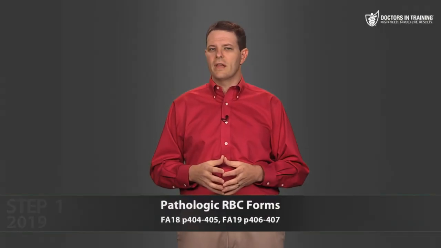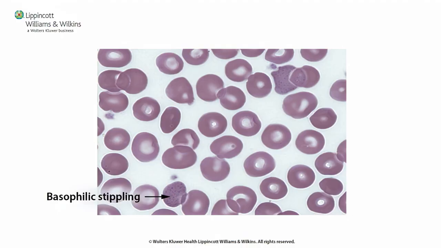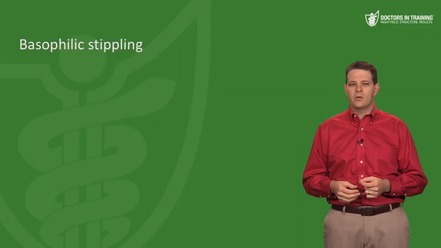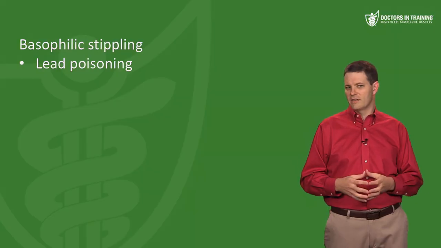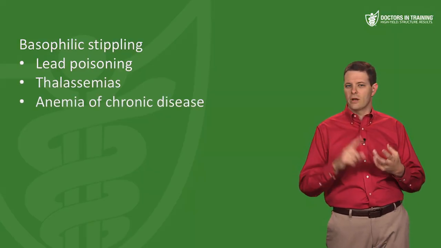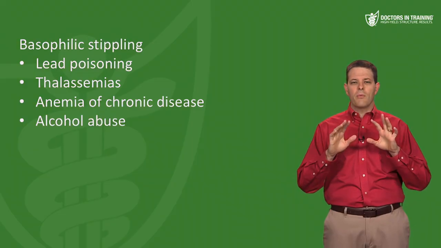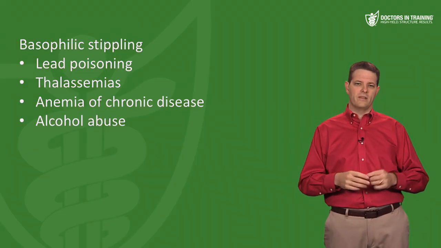Let's talk about some more things that the lab might report on a peripheral blood smear. Various types of pathological red cells. So these are definitely high yield for you to know, and I'd be very surprised if you didn't have at least one question on one of these. Let's start with basophilic stippling. These are little purple basophilic dots all over the cell, which are thought to be clumps of denatured RNA within the red cell, or possibly ribosomes that clump together. The main disease state I want you to associate with basophilic stippling is lead poisoning. Now, there are other things that might cause basophilic stippling, such as thalassemias, anemia of chronic disease, and alcohol abuse, but I want you to remember lead poisoning as the main cause of basophilic stippling.